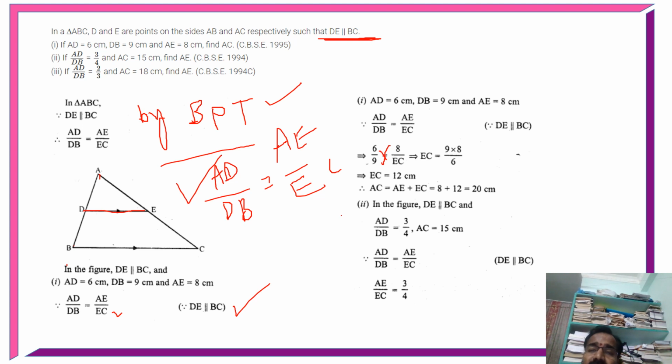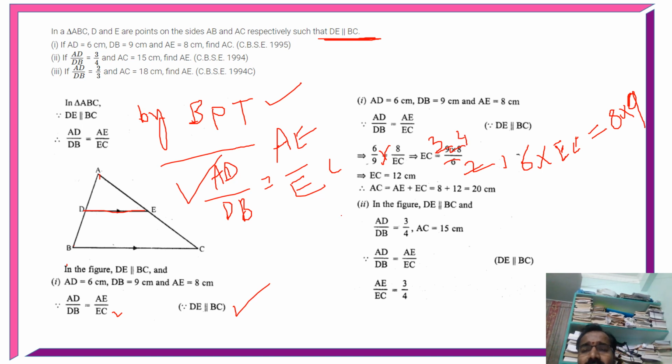So once again I am saying, students, after doing cross multiplication, we have 6 into EC equals 8 into 9. We need the EC value here. So transpose 6 to the other side of the equality, it will become division. So do cancellation: 3 2s are 6, 3 3s are 9. Again we have 2 4s, 2 1s, 2 4s.